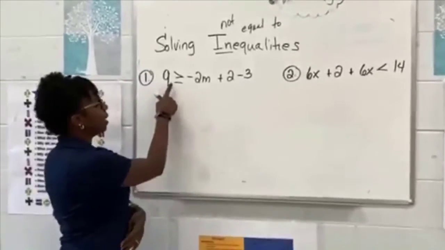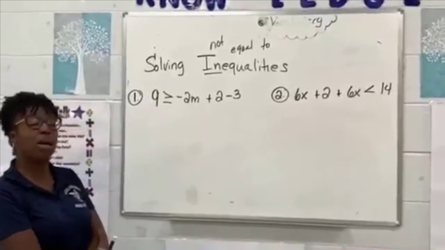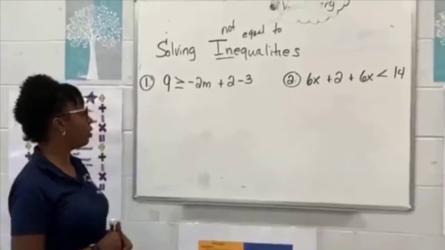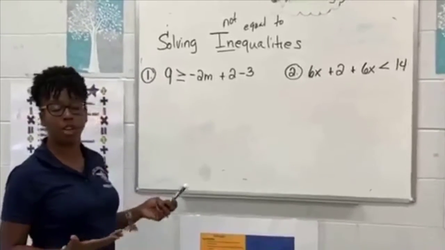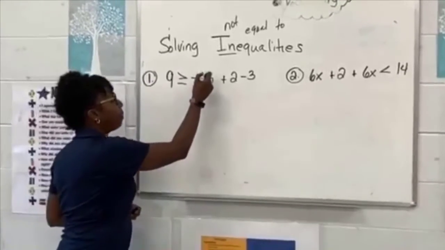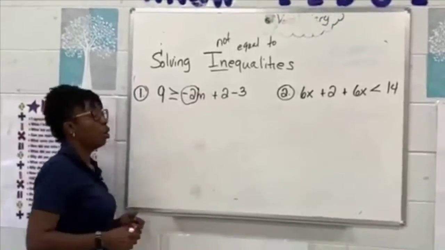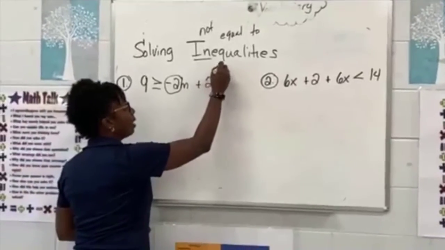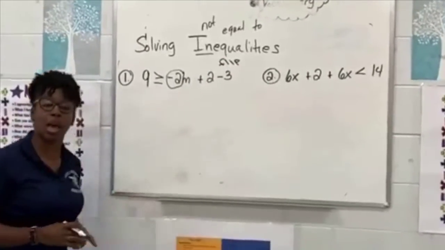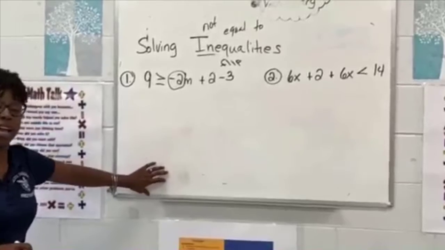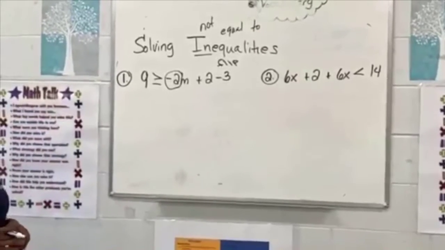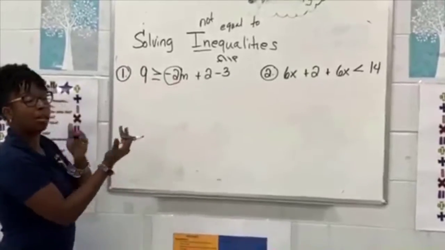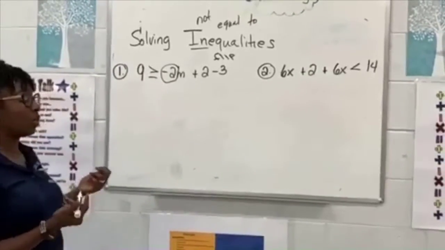We have 9 is greater than or equal to negative 2m plus 2 minus 3. I always tell my students to look at the coefficient associated with the variable, and that happens to be negative 2. Because I have a negative coefficient, I'm going to remind myself that I need to flip the sign almost towards the end of solving this problem, because when you divide or multiply by a negative coefficient, the sign switches in the opposite direction. So let's get to it.